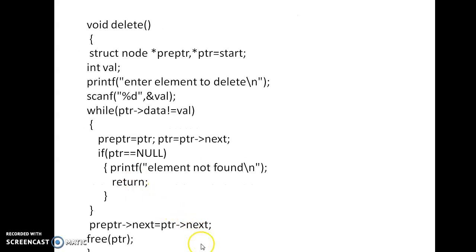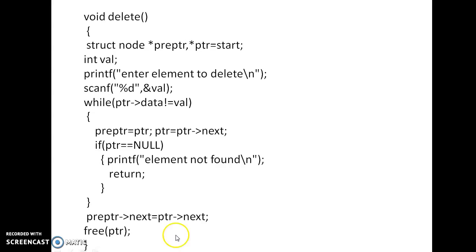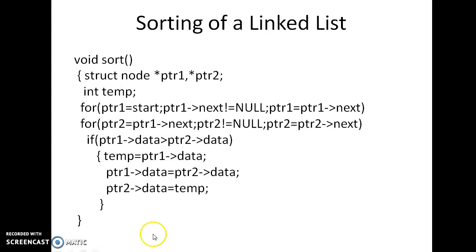See here, this is the code that I am writing for the implementation of this delete operation. Pre-ptr and ptr both point to the start, and I read the value to delete. Whenever ptr of data is not equivalent to value, pre-ptr becomes ptr and ptr becomes ptr of next. If null comes in ptr, the element is not found. The only step we perform when the element is found is pre-ptr of next equal to ptr of next. This is the code for deleting an element.